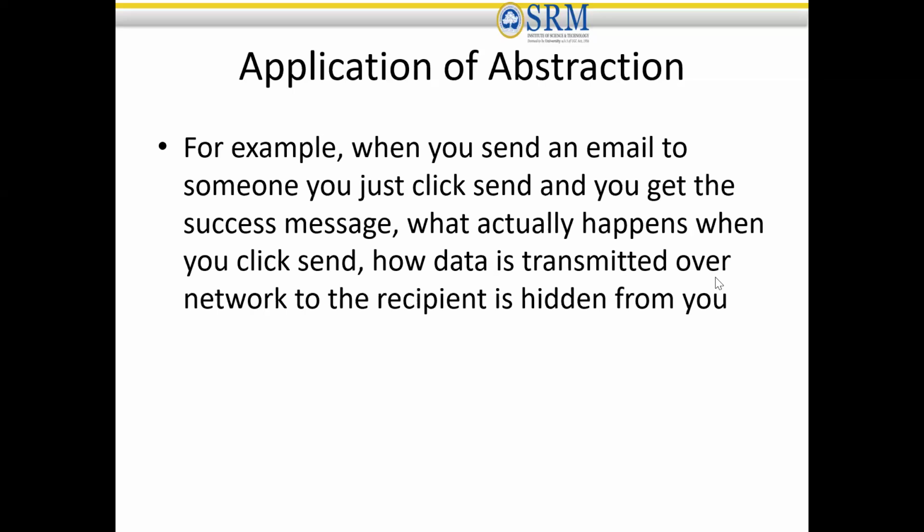So whatever mail we are going to send, when we click on that send button, automatically the message will be delivered to the recipient. Here, what actually happened when you click on send, how the data is transmitted over the internet or network to the recipient, is hidden from you. This type of scenario is called data abstraction.